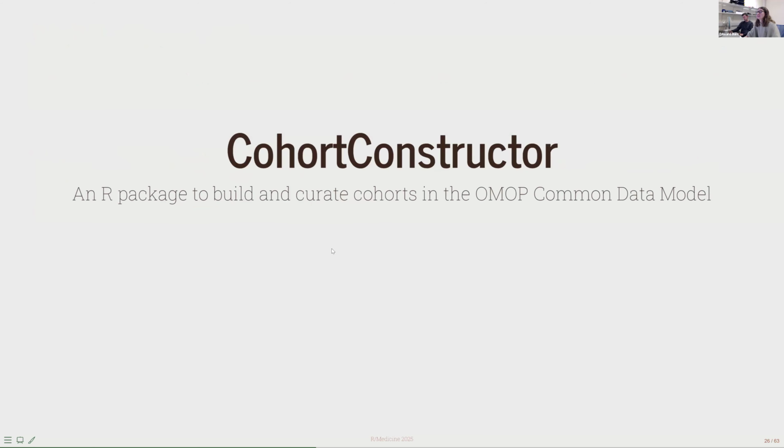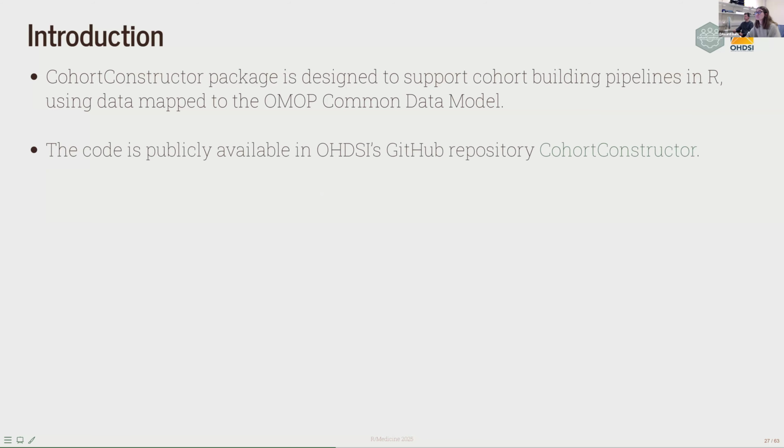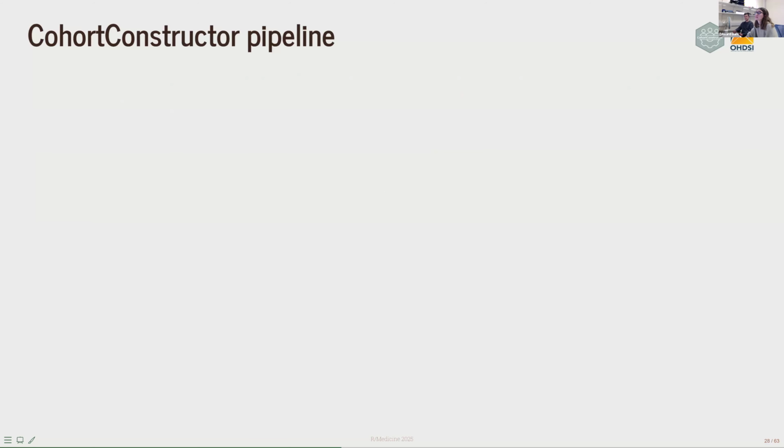So now that we know how a cohort is seen in R and in OMOP, we can go over how to construct them using the CohortConstructor package. And basically, this package aims to provide and support cohort building pipelines in R when working with OMOP data. The code is publicly available in the Odyssey GitHub repository. And at the moment, version 0.4 is available in CRAN.